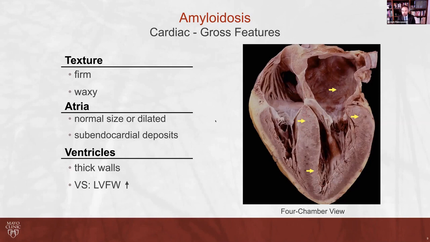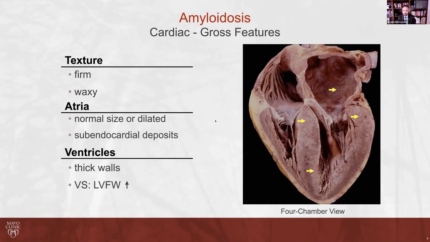Because of the ventricular firmness that's imparted by the amyloid, it's not uncommon for the atria to become dilated as the ventricles are more difficult to fill during ventricular diastole. So again, that firmness is really causing the blood to back up into the atria and can sometimes lead to biatrial dilatation.